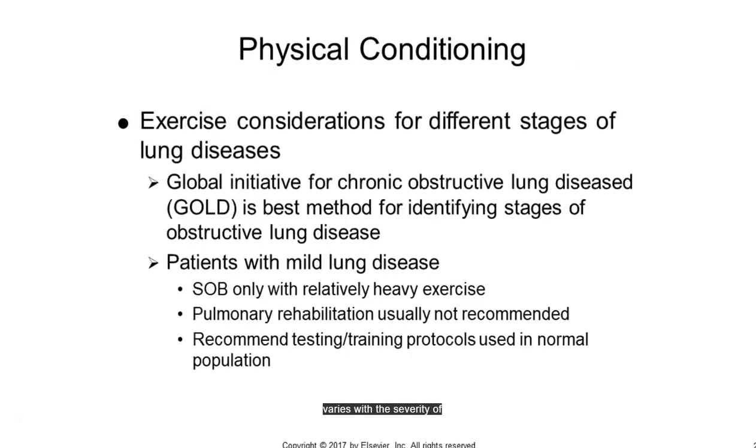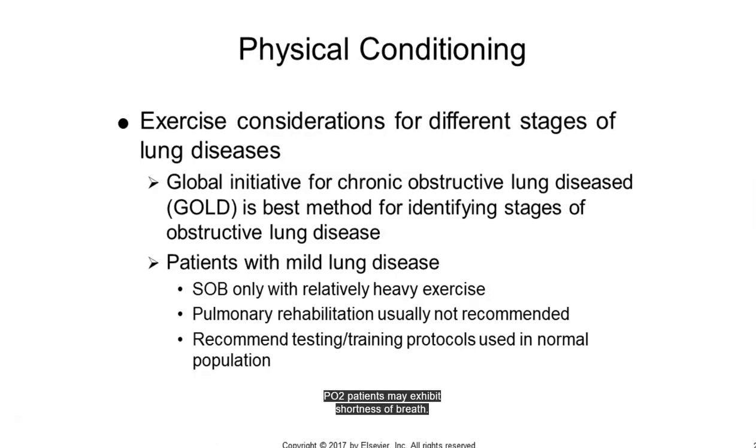Exercise performance varies with the severity of disease, and programs must be tailored accordingly. Classifications of mild, moderate, and severe respiratory disease are determined by pulmonary function tests, symptoms, and exercise tolerance. One of the best models for identifying stages of obstructive lung disease is the Global Initiative for Chronic Obstructive Lung Disease, GOLD guidelines. Patients with mild disease are defined as FEV1 greater than 80% predicted, normal ventilatory response to exercise, normal ABGs with either normal or slightly decreased PaO2.